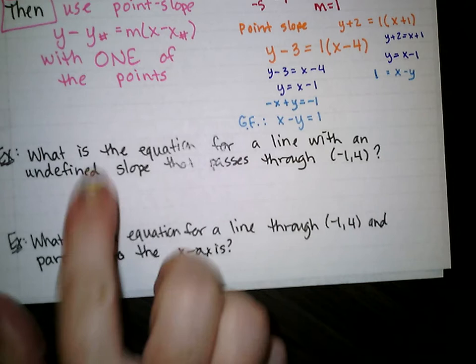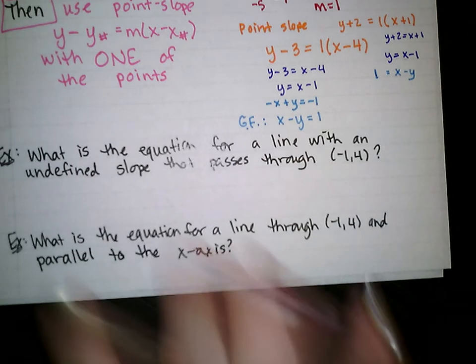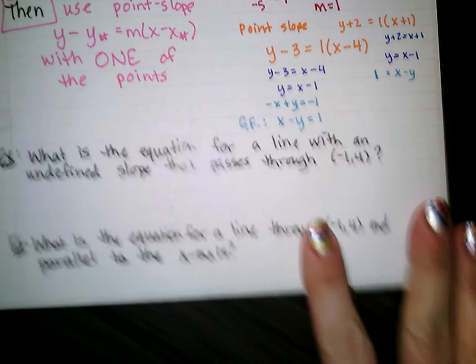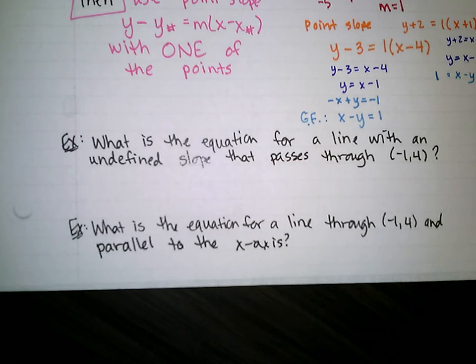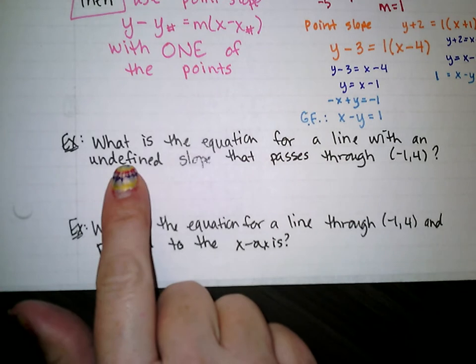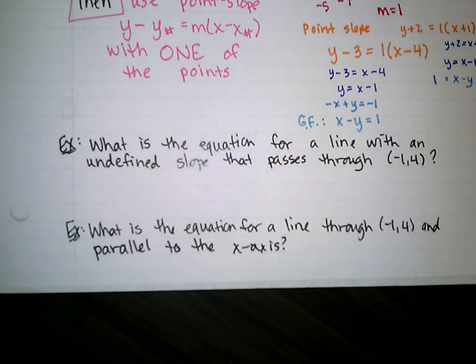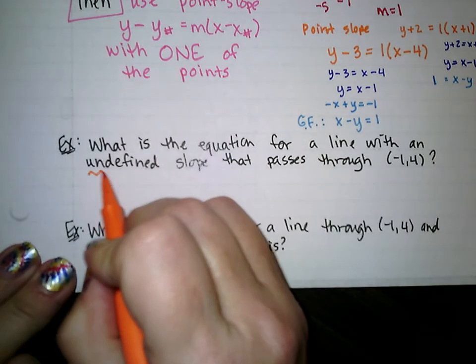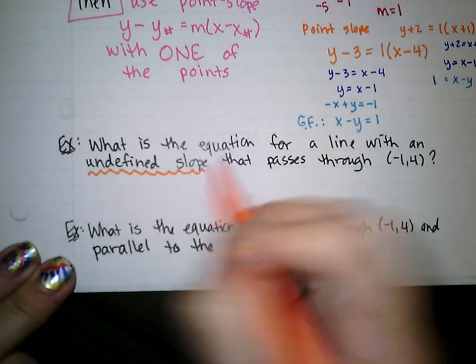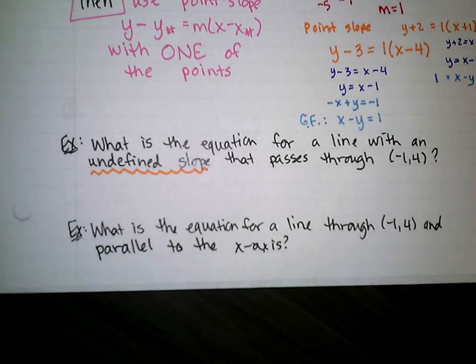Okay, let's look at these two problems that look like they're going to be a lot of work, but they're actually easy. This says, what is the equation for a line with an undefined slope that passes through -1, 4? So undefined slope is one of our special lines. It's either vertical or horizontal.